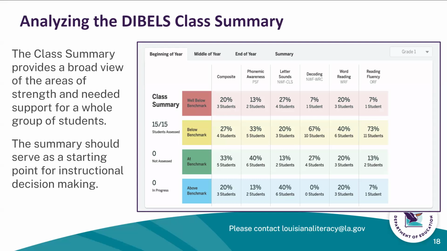For example, I can see that there are 15 students in this first grade class. By looking at the column for the composite score, I can see that a combined 47% of the students are performing below or well below benchmark. The remaining columns indicate performance percentages for students across the individual DIBELS indicators. For this first grade class, we see indicators for phonemic awareness, letter sounds, decoding, word reading, and reading fluency.